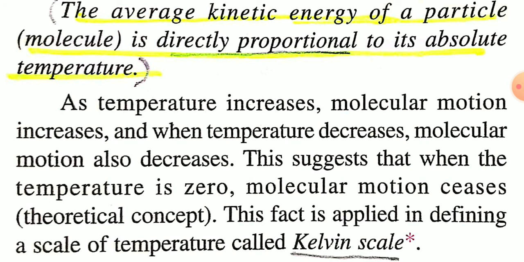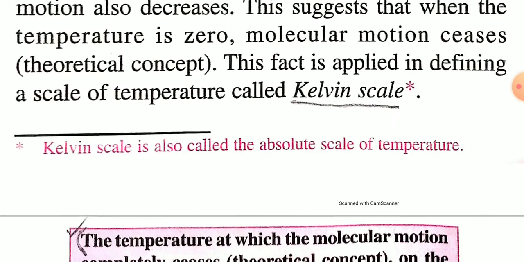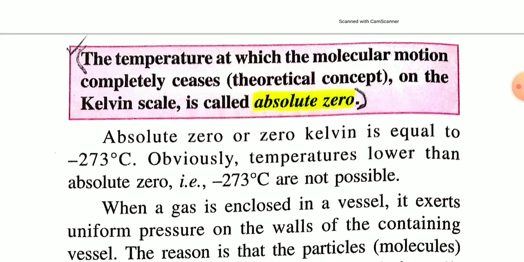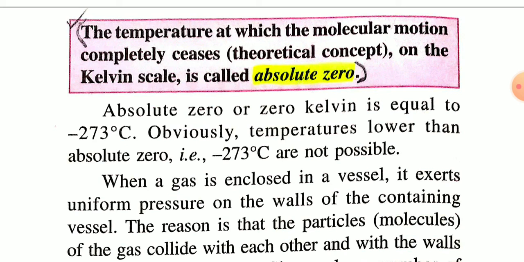And when temperature decreases, molecular motion also decreases. This suggests that when the temperature is zero, the molecular motion ceases. This is the theoretical concept. This temperature on the Kelvin scale is known as absolute zero temperature, the temperature at which the molecular motion completely ceases, theoretically.